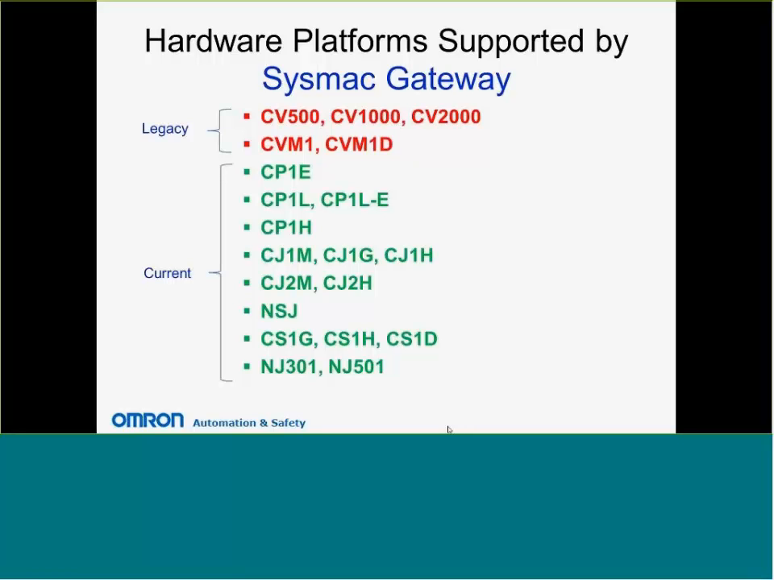Let's talk about hardware platforms that are supported. So we've got some legacy platforms, the CV series large rack PLC, as well as all of our current generation. And when I say current generation, basically anything created in the last 10 or 12 years. So starting at our lowest CP1E PLC and moving all the way up through our flagship machine automation controllers, the NJ301 and NJ501 series, these are all covered under the SYSMAC Gateway platform.